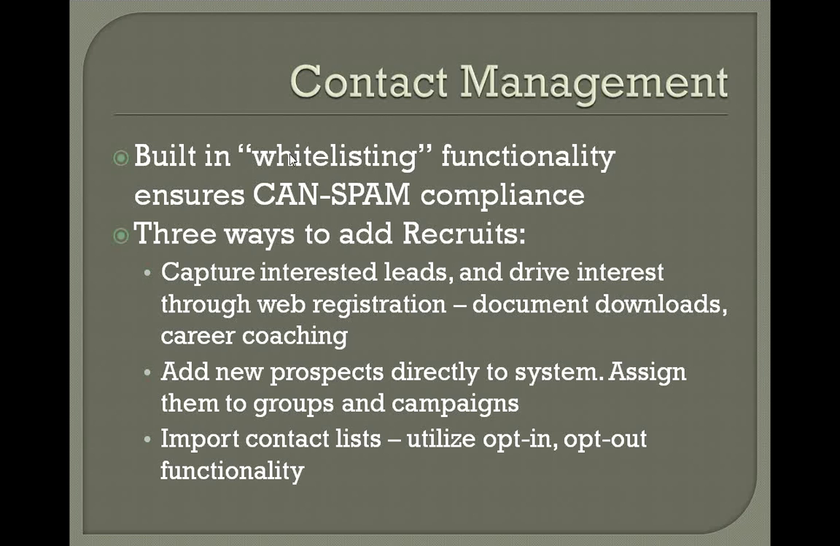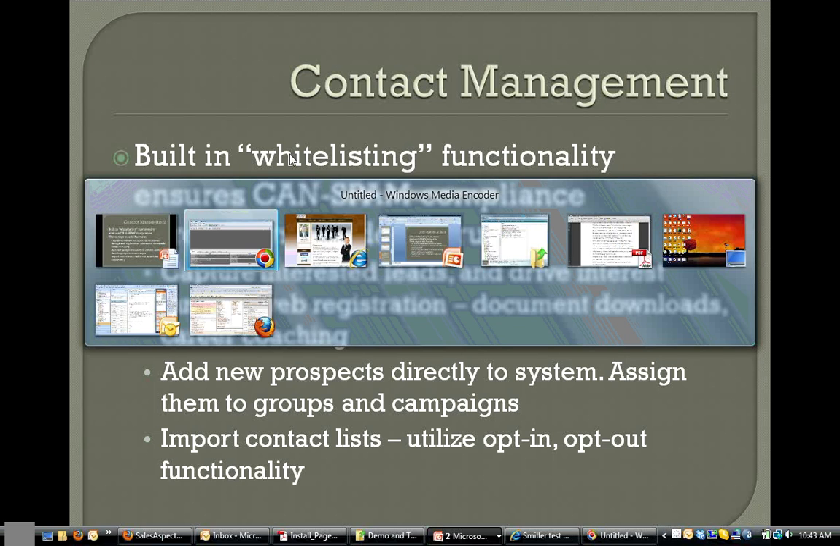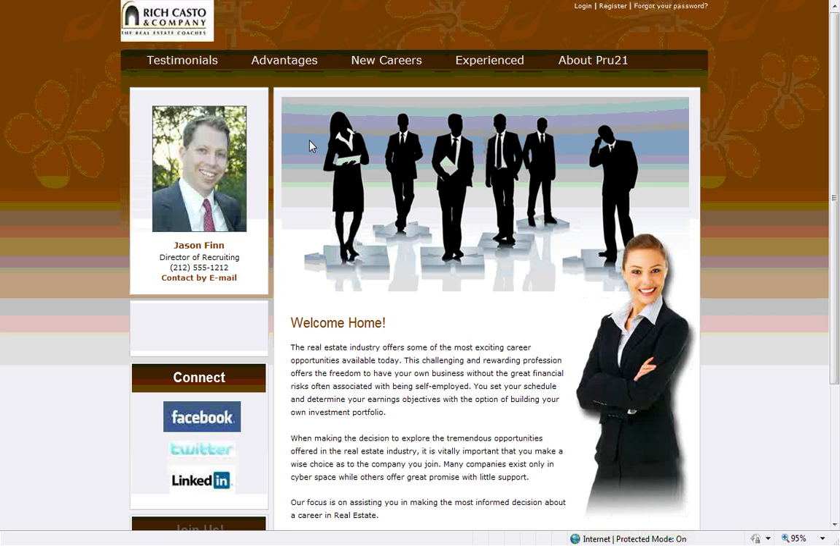The first involves capturing interested leads through your website and through web registration. The second is adding them individually to the system by typing them in by hand. And the third is importing contact lists. First, we'll take a look at what a user registration looks like.